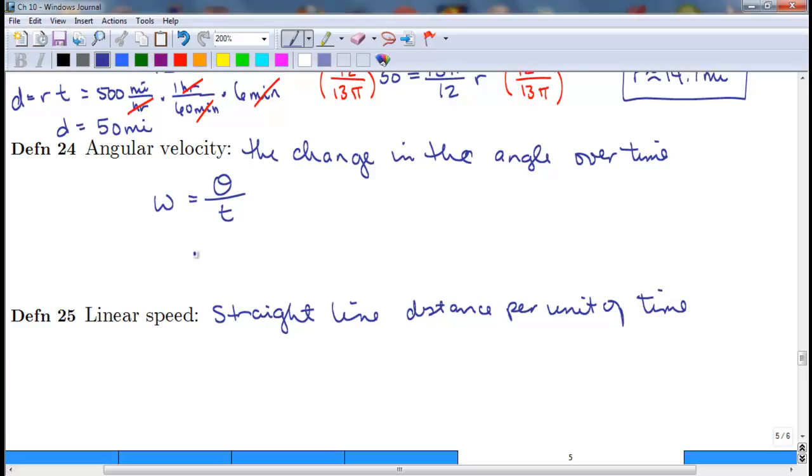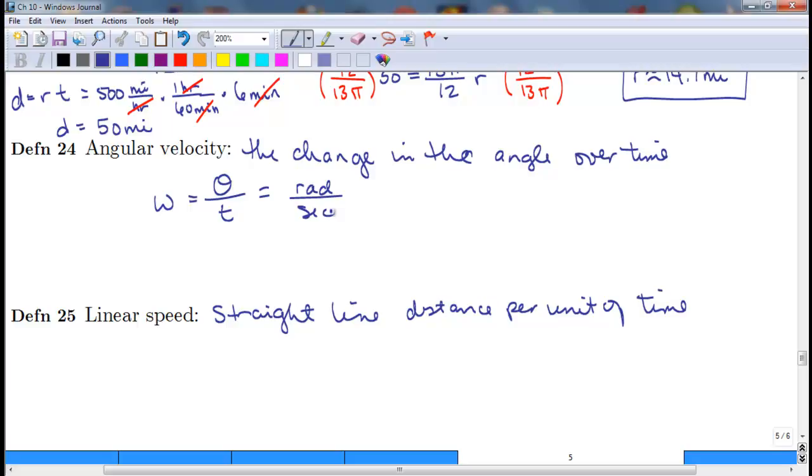Depending on the context, a lot of times these angular velocities are given in revolutions per minute. If you've ever looked at the tachometer on your car, it'll give it in revolutions per minute. What's helpful when you're doing some of these calculations is you really need to go back to radians per minute or radians per second. So again, there's going to be some unit conversions with this. Omega is always given in radians per second, so we need to do some conversions between that.